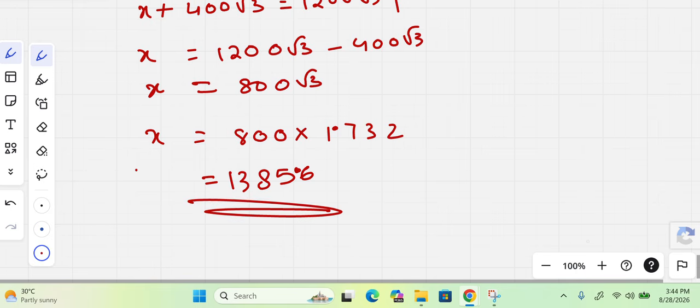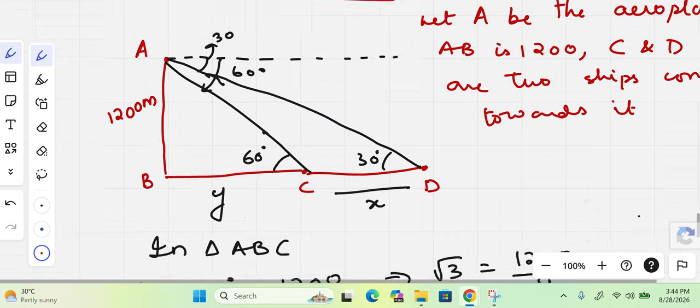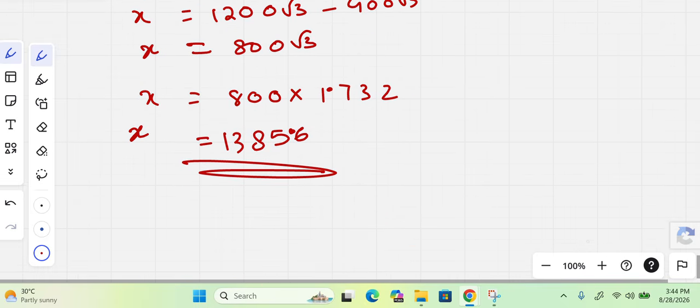So this is your x. That is the distance, I think, right? X is the distance between the two ships. Did you all do it, kids? Everybody done? Can I move to the next?